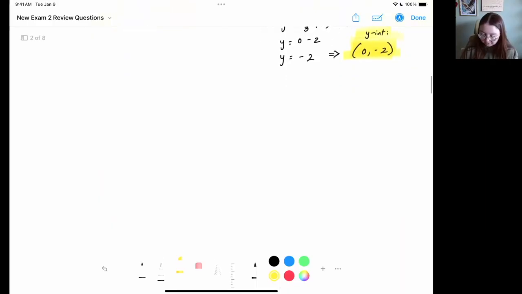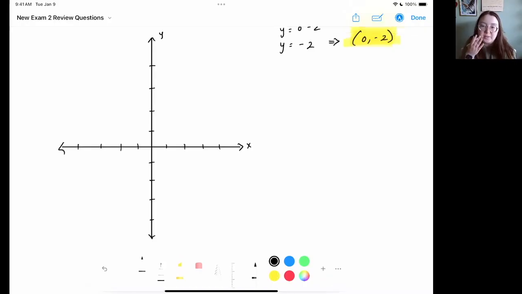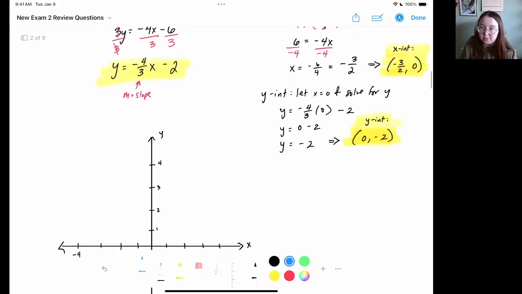So we're going to go ahead and draw out our coordinate plane here. And then we're going to go into graphing. So let's draw the coordinate plane. All right, so we have our coordinate plane here. Every one of these is going to be going by 1, so you can label. So we labeled those there, and then we're going to put down the points that we know. So we know that we have an x-intercept at -3/2, 0, and a y-intercept at 0, -2.